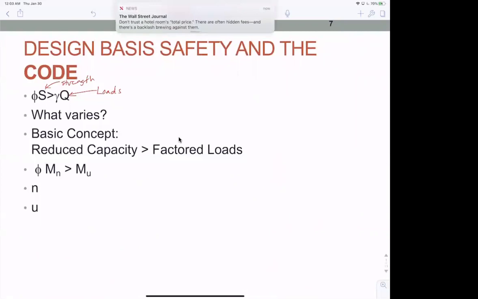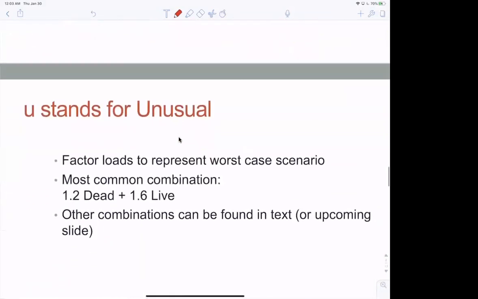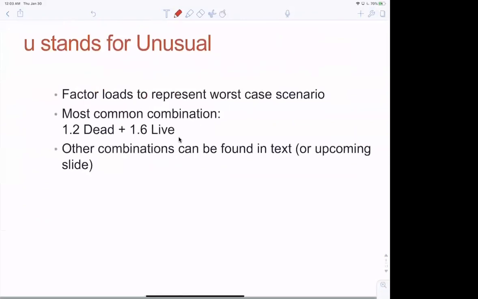Okay, so the basic concept that we have is we want the strength, but we're going to reduce it, because we can't count on having a full strength, has to be greater than the loads, and we're going to factor those up for a worst case scenario. And this is the equation we'll use. Phi Mn is greater than Mu, and of course, phi is less than 1. Okay, I want to talk about these two letters, n and u. Okay, so u. We say ultimate load, but what I want you to think of is unusual.